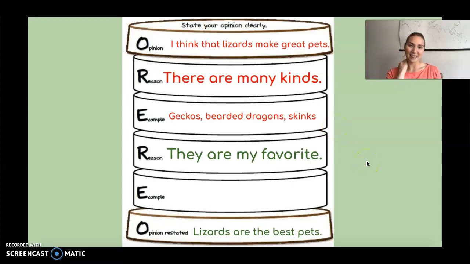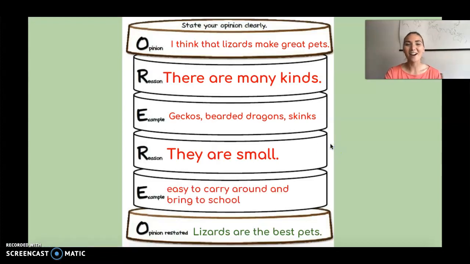My next reason, they are my favorite. Is this a strong reason? Let's support our opinion with a fact. They are small. Is that a fact about lizards? Yes, an example of how small they are is they are easy to carry around and bring to school. In my opinion, that's a reason that lizards make great pets.